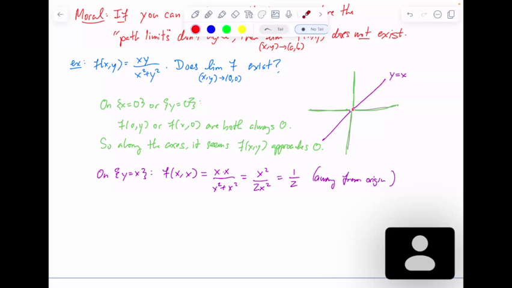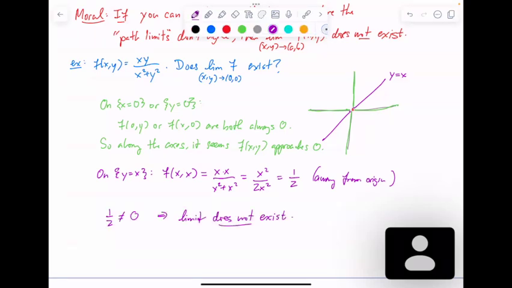So does the limit exist? The limit does not exist because we found a path, this particular diagonal path, where you approach 1/2. However, we found another path. In fact, we found two paths, either this one or this one, where your limit along the path is 0. So the overall limit of the function does not exist. All right, guys, let's continue.